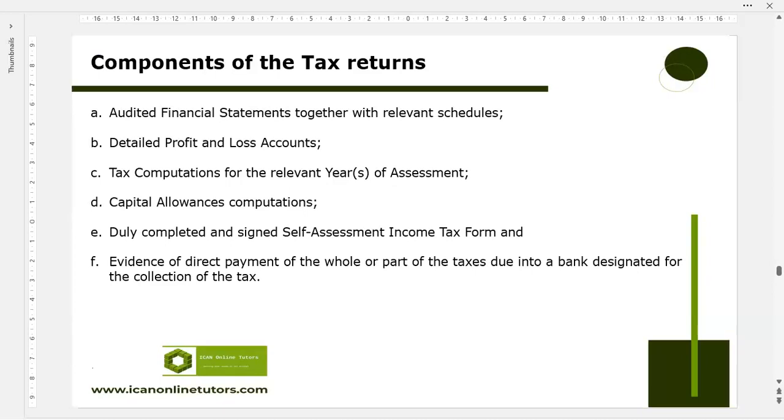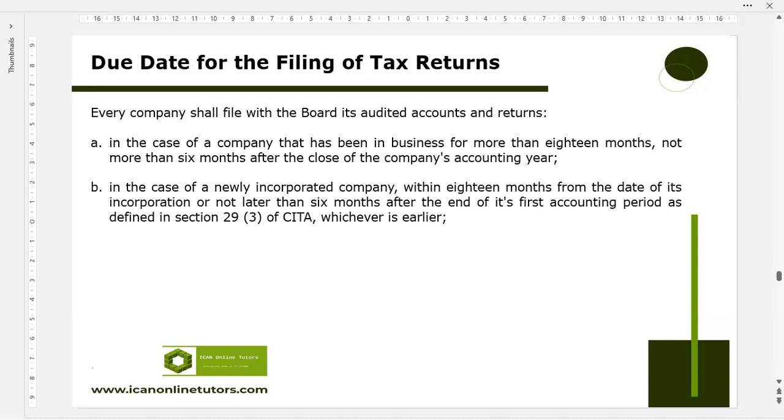You can read more from your study text or any other relevant material. You can also read online. So what are the components of a good tax return? The audited financial statements, which detail the profit and loss accounts and balance sheets, tax computations for relevant years, capital allowances computations, a duly completed and signed self-assessment income tax form, and evidence of direct payment of the whole or part of the taxes due. Don't forget that all of this cannot be done online without going to the FIRS to submit a physical copy.